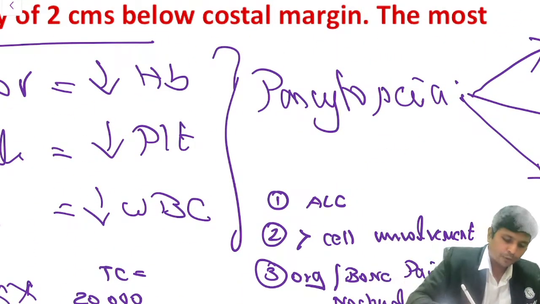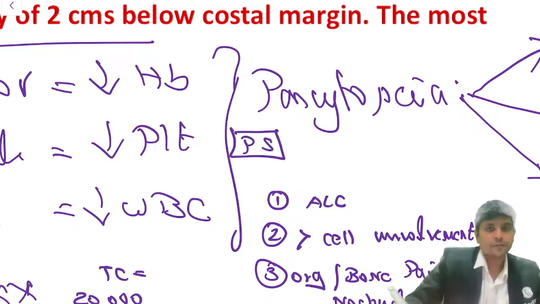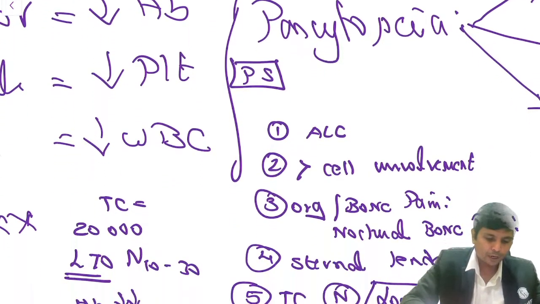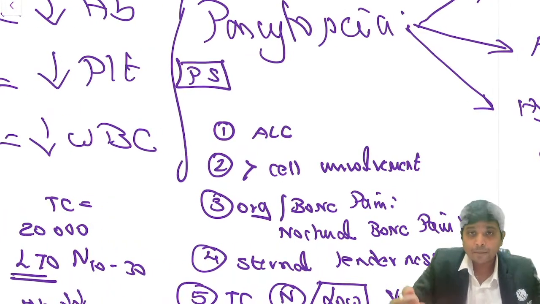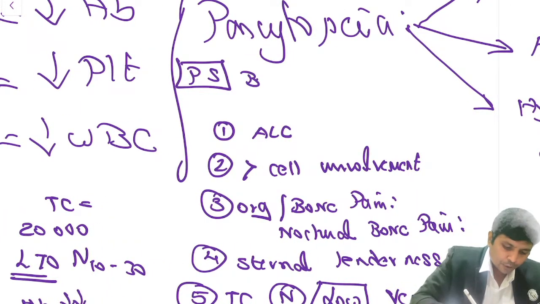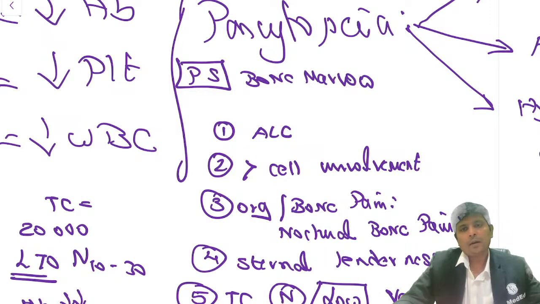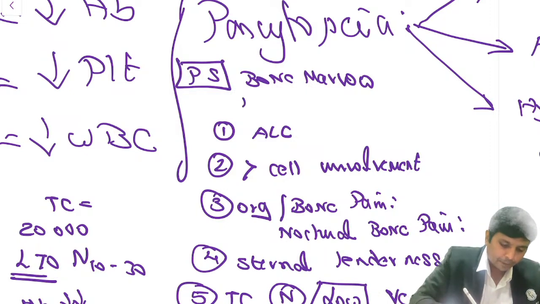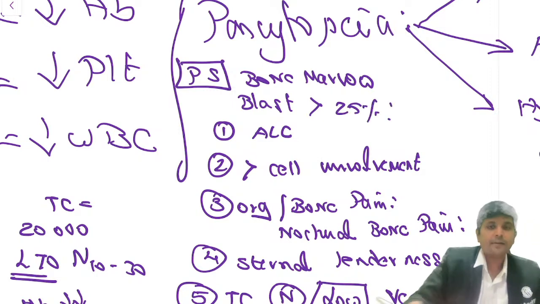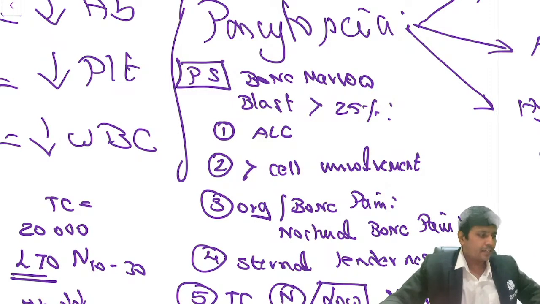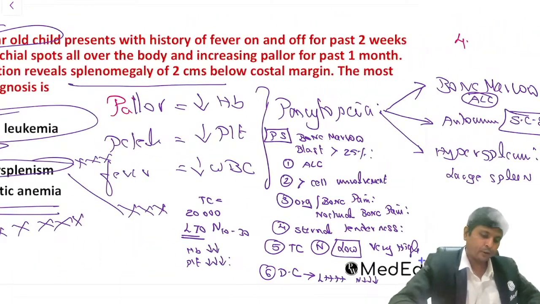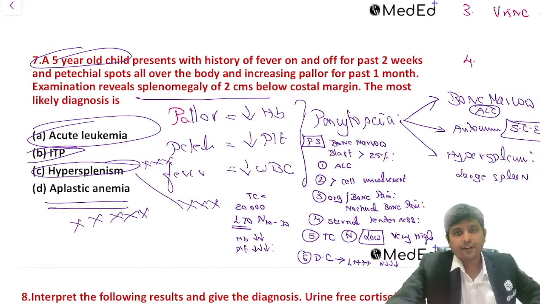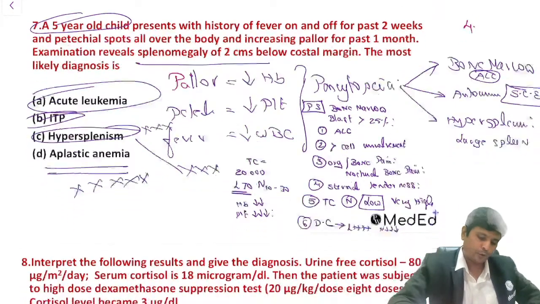Again, people can ask you whether I can do a peripheral smear study. Definitely not. Peripheral study may miss blast cells. So you need to do a bone marrow to rule out acute lymphatic leukemia, and the presence of blasts of more than 25% confirms your diagnosis.